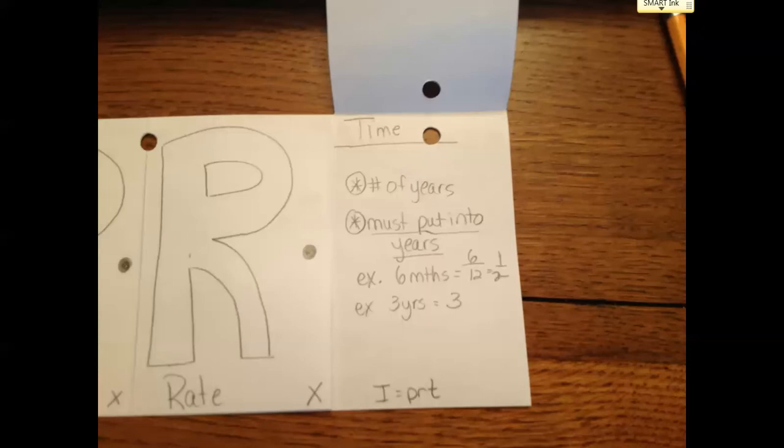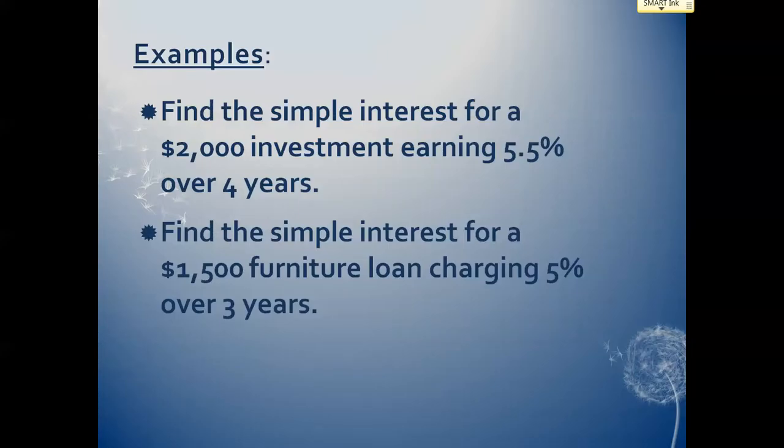But before we go, let's do a couple of examples. You can do this on a separate sheet of paper. We can put it in your interactive notebooks tomorrow. I want you to try these 2 examples. Find the simple interest for a $2,000 investment earning 5.5% over 4 years. So if you plug that into your I equals PRT, it's wanting us to find the simple interest. So the I is what we're missing.